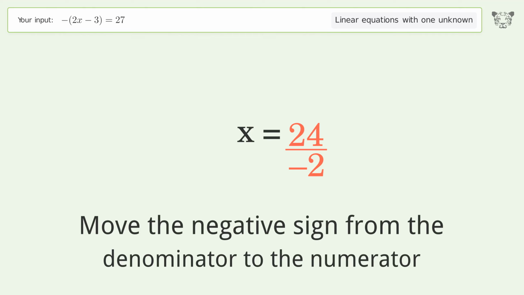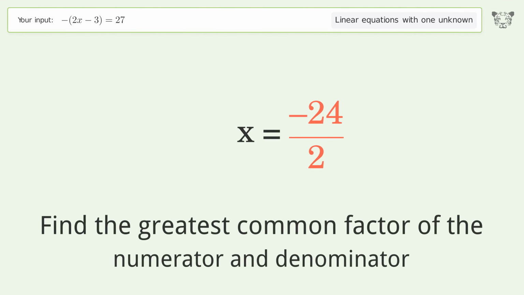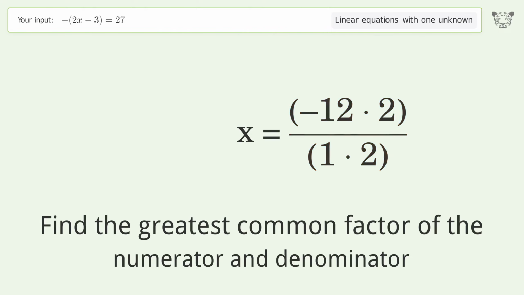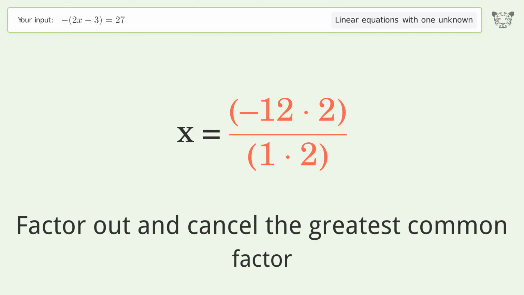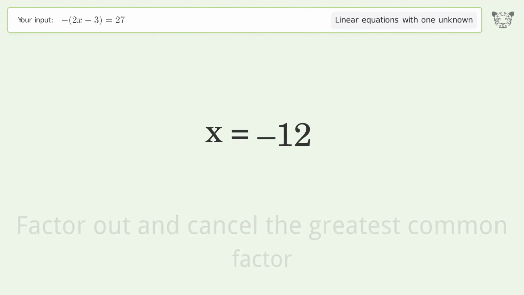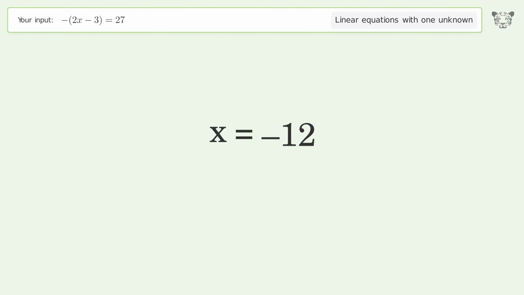Move the negative sign from the denominator to the numerator. Find the greatest common factor of the numerator and denominator. Factor out and cancel the greatest common factor. And so the final result is x equals -12.